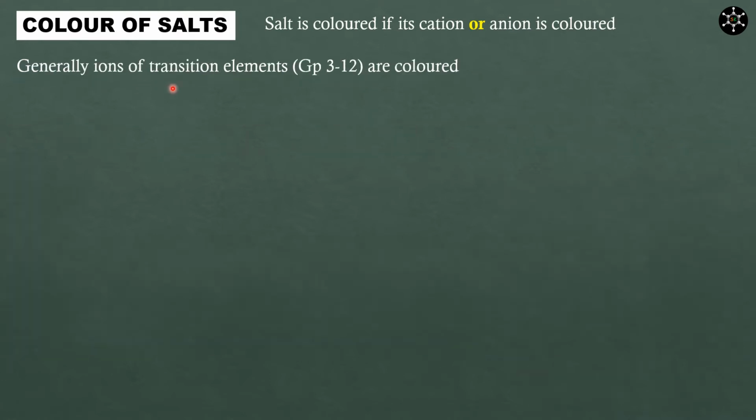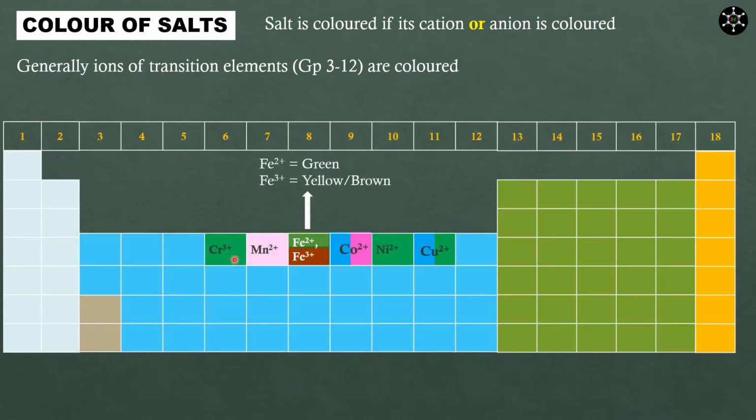Generally, ions of transition elements are colored. Chromium 3 plus is green, manganese 2 plus is light pink, ferrous, that is Fe2 plus ions, are green in color, Fe3 plus ions are either yellow or brown, cobalt 2 plus ions are either blue or pink, nickel 2 plus ions are green, copper 2 plus ions are either blue or green in color.